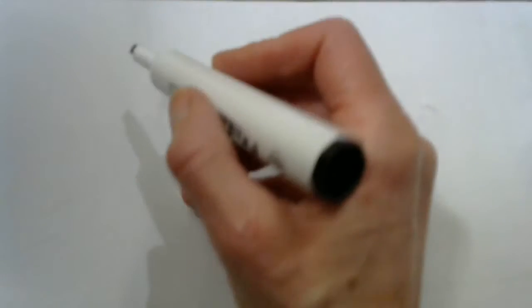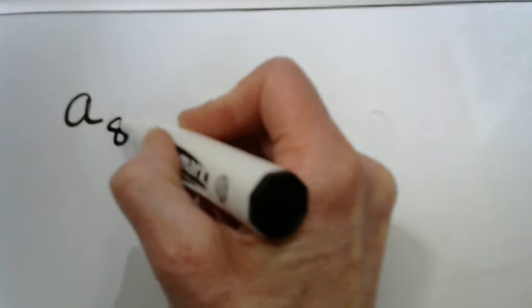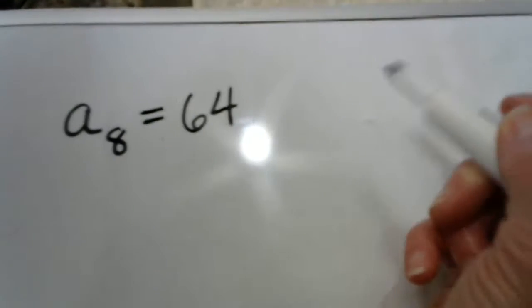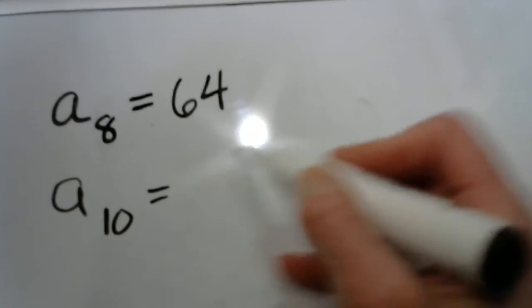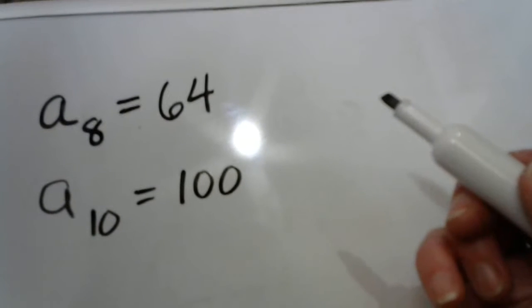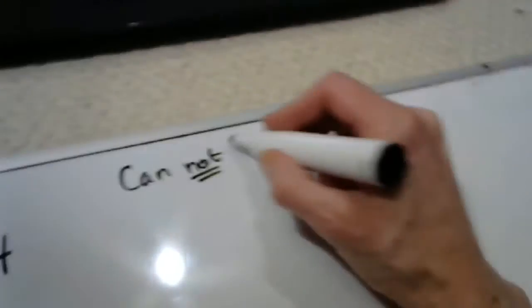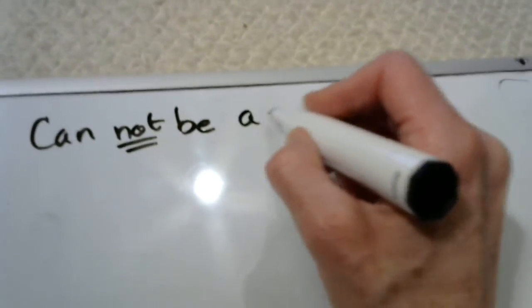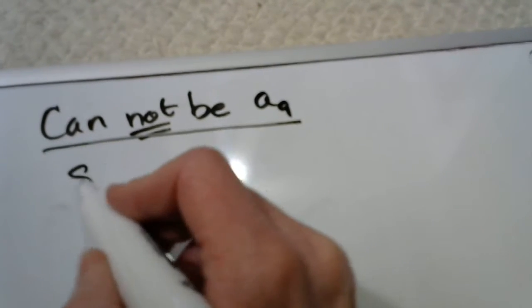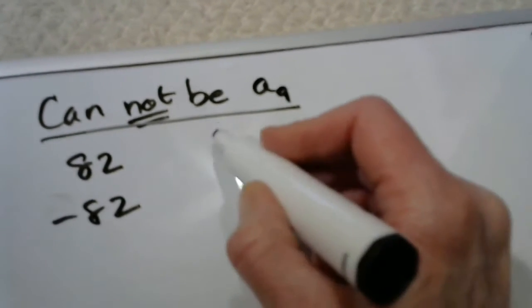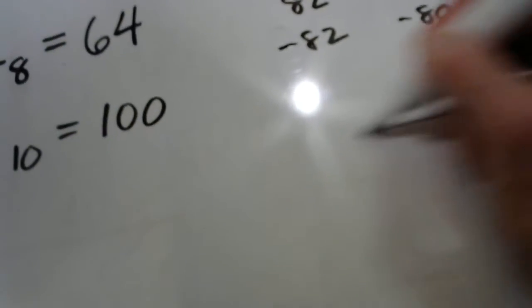Okay, so the first problem was that we were given an eighth term being 64 and a 10th term being 100. And the question asked, which of the following cannot be our A9? Our choices were 82, negative 82, 80, and negative 80. Okay, so that's the question. First, we will start with looking at the arithmetic sequence.